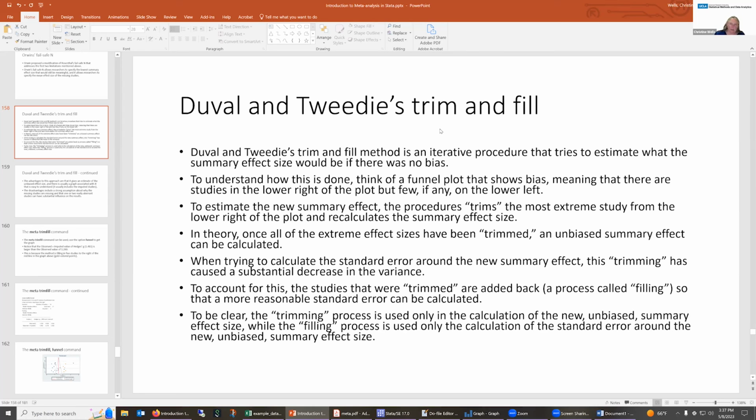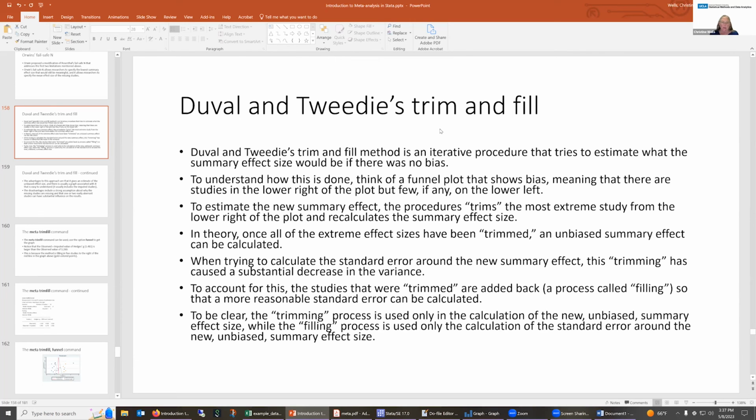Actually, they're missing from the lower left. So to estimate our new summary effect, the procedure trims the most extreme studies from the lower right and recalculates the summary effect size, okay? And this is all done behind the scenes. Don't worry, you don't lose data from your real data set.